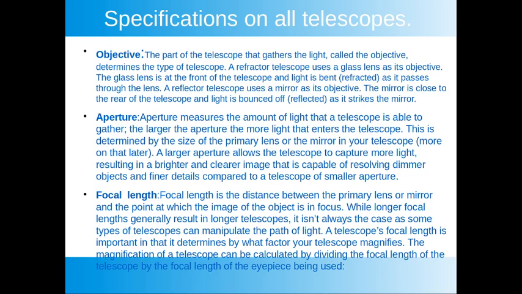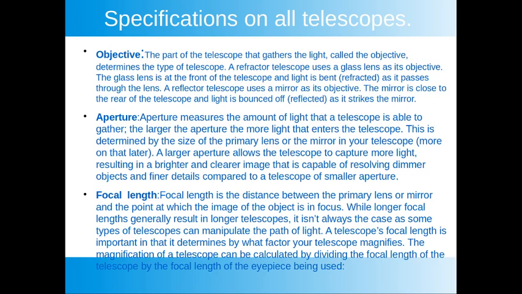Next one is aperture. Aperture is a small opening, and it measures the amount of light that a telescope is able to gather. The larger the aperture, the more light enters the telescope. This is determined by the size of the primary lens or the mirror in your telescope. A larger aperture allows the telescope to capture more light, resulting in a brighter and clearer image.